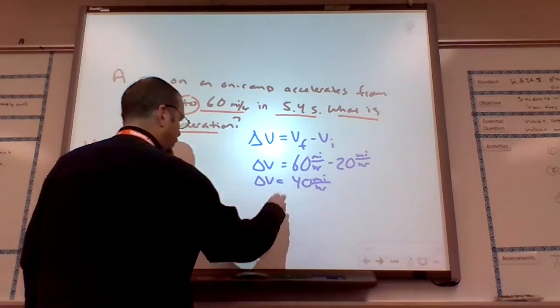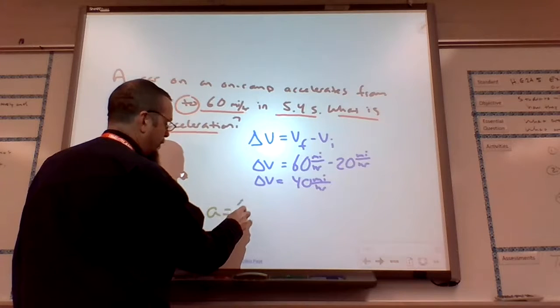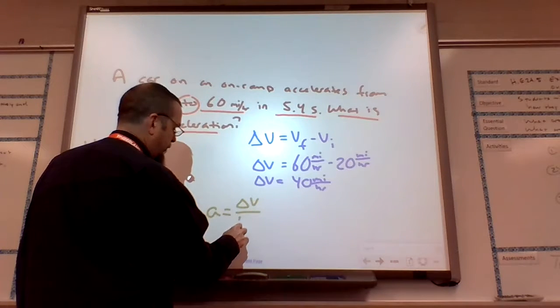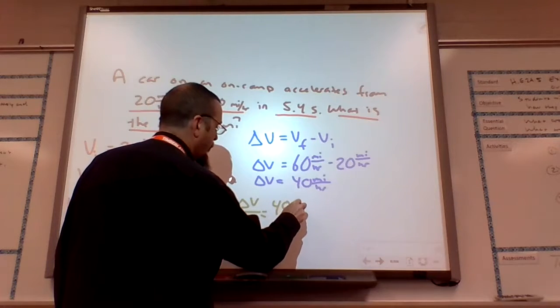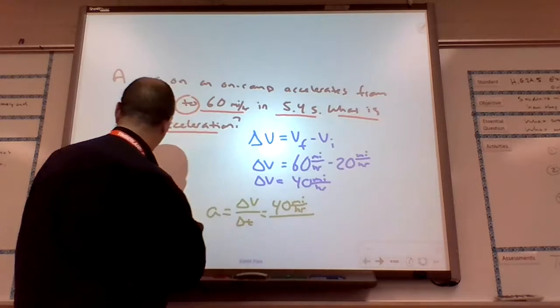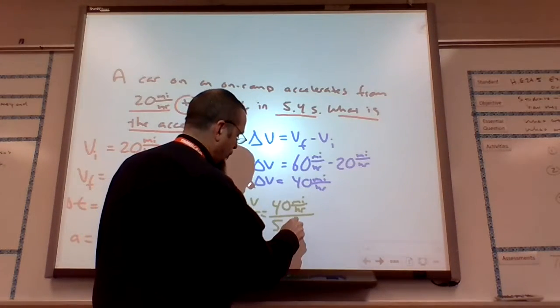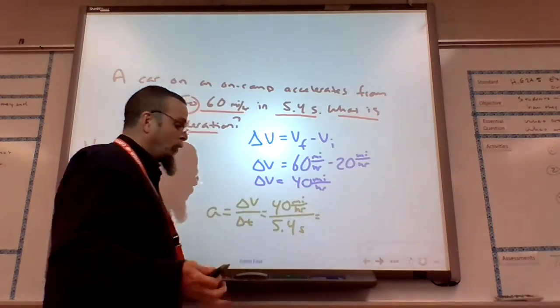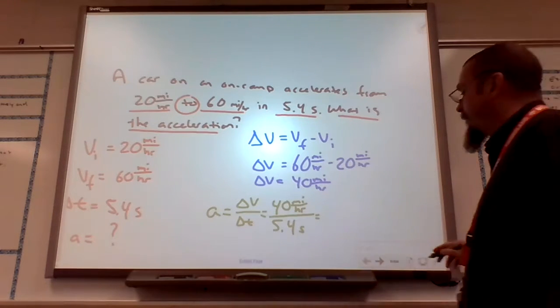Once we have our change in velocity, we're ready to calculate delta V over delta T. Our delta V was 40. My delta T, 5.4 seconds. Number-wise, it's 40 divided by 5.4, and that's 7.4. Again, I'm rounding.